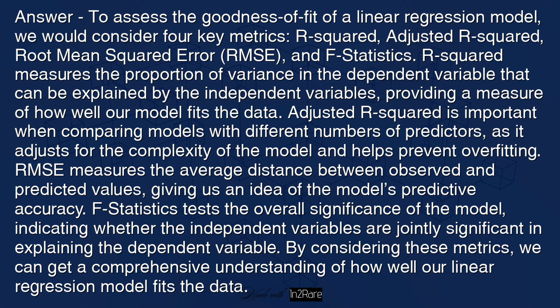Adjusted R-squared is important when comparing models with different numbers of predictors, as it adjusts for the complexity of the model and helps prevent overfitting. RMSE measures the average distance between observed and predicted values, giving us an idea of the model's predictive accuracy. The F-statistic tests the overall significance of the model, indicating whether the independent variables are jointly significant in explaining the dependent variable. By considering these metrics, we can get a comprehensive understanding of how well our linear regression model fits the data.